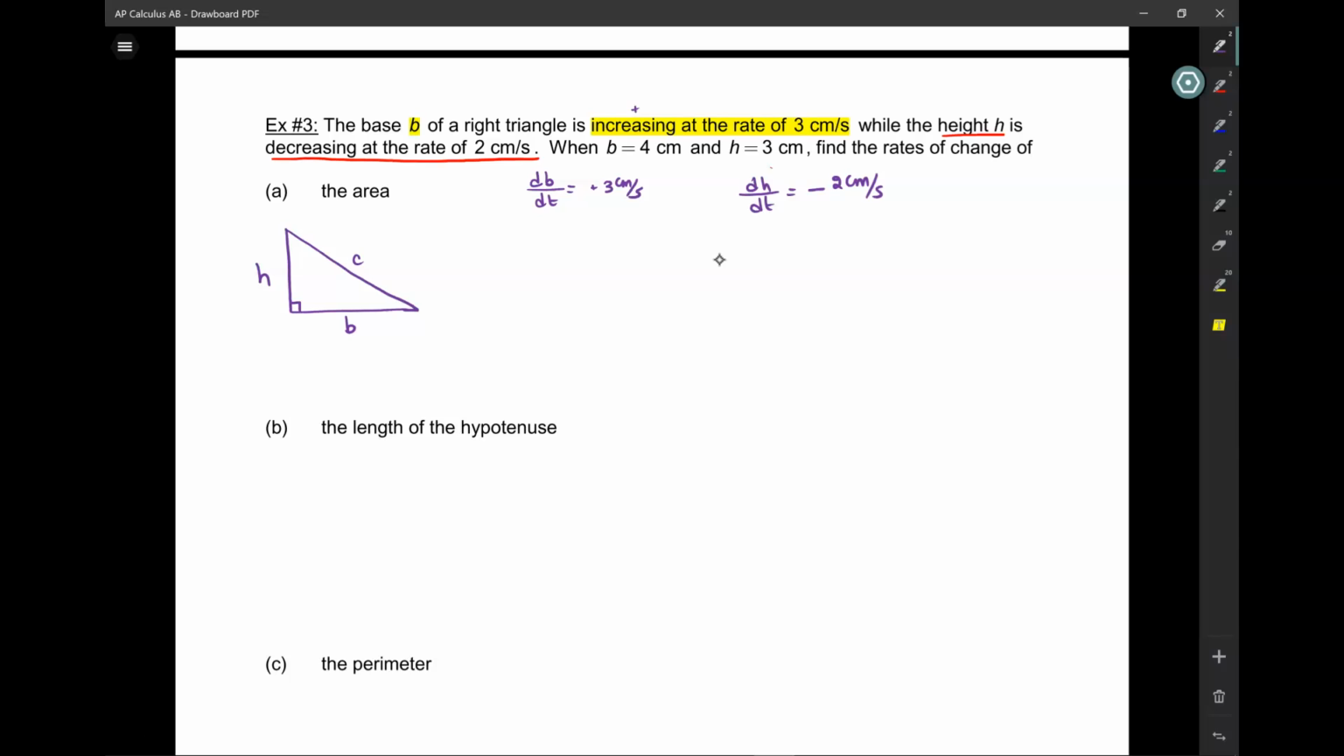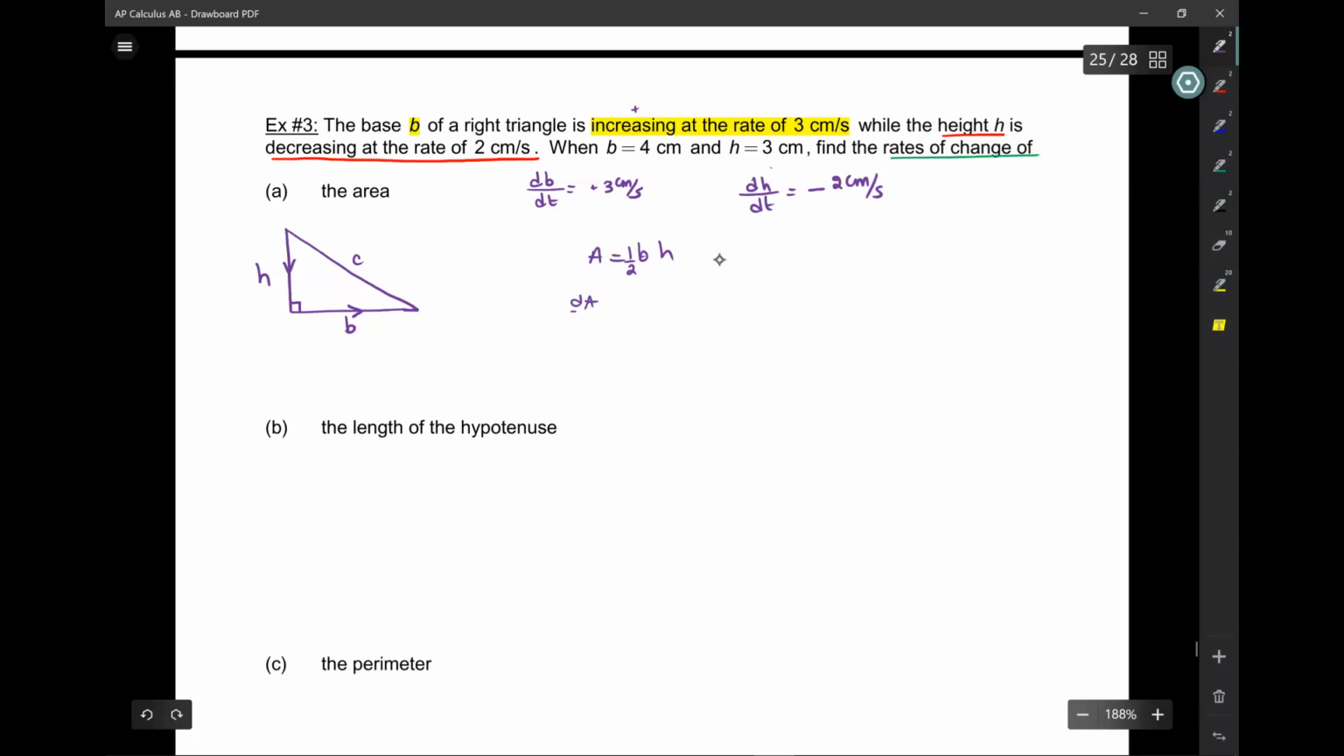Let's see if that makes sense. The base is increasing and the height is decreasing. So basically, that's what's happening. Now what I want to find is the rate of change of the area. So that means I need an expression for the area. Area is base times height times a half. Now, to find the rate of change of the area, I need to take a derivative of this.